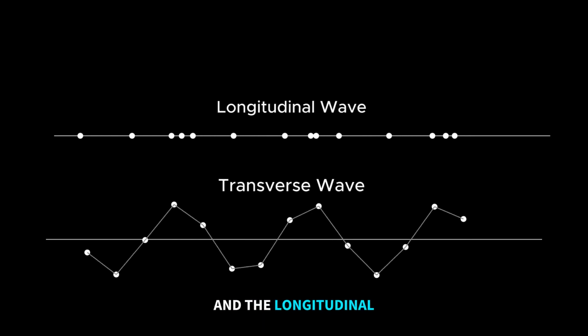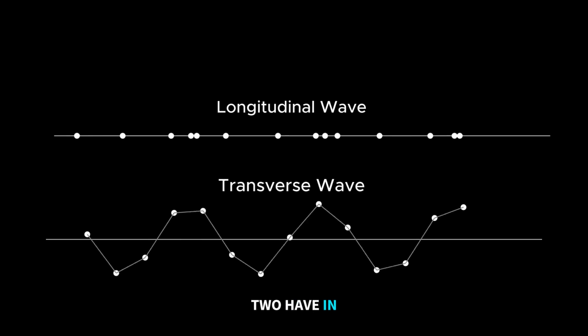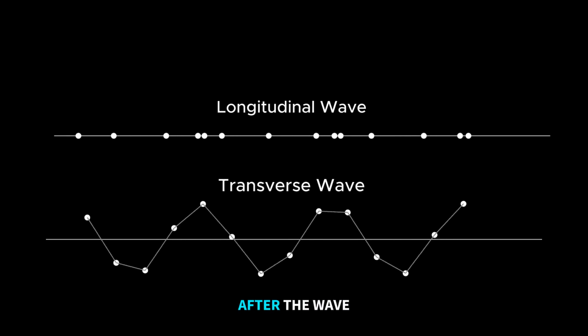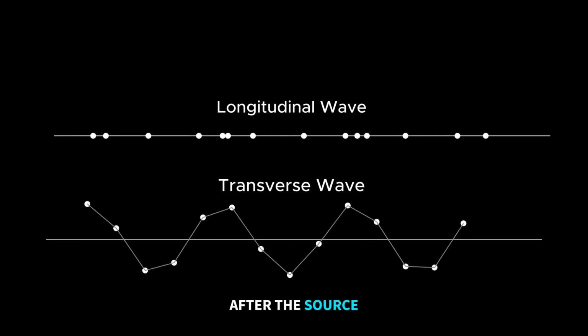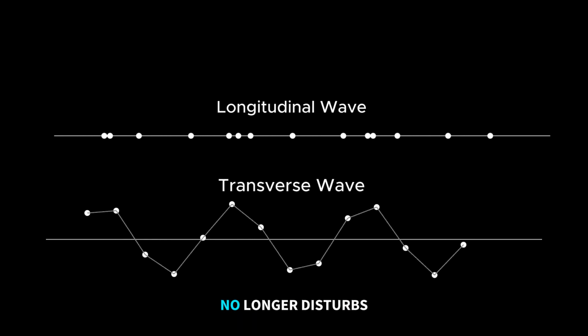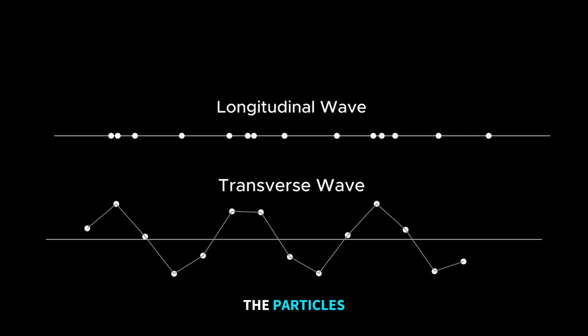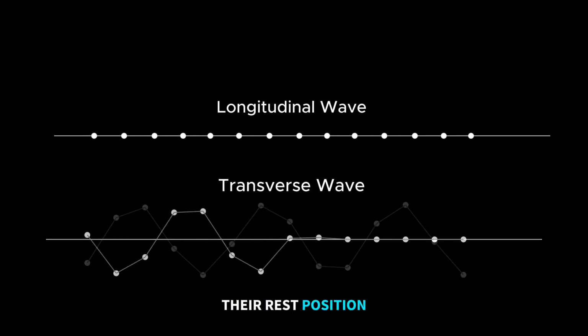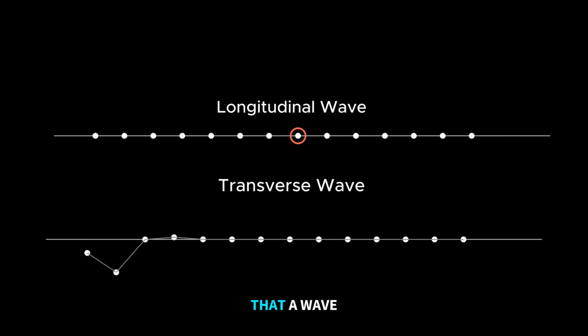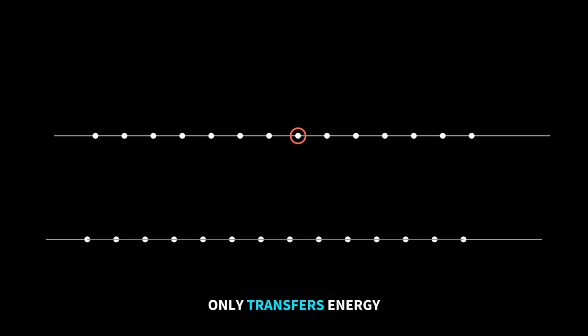This is the main difference that we have between the two types of wave, the transverse wave and the longitudinal wave. Now, what these two have in common is that after the wave is gone, that means that after the source of disturbance no longer disturbs the particles, then the particles will return to their rest position. So this means that a wave only transfers energy, it does not transfer matter, because the particles are still at their initial positions.